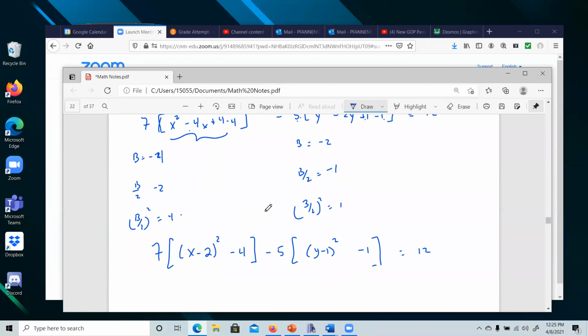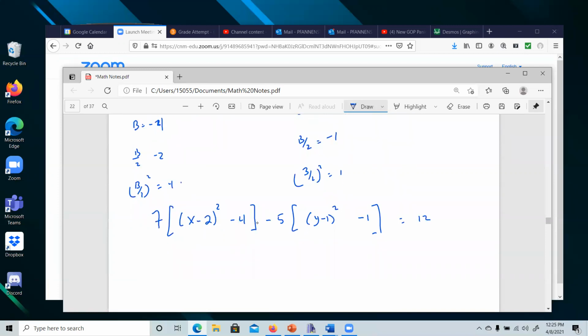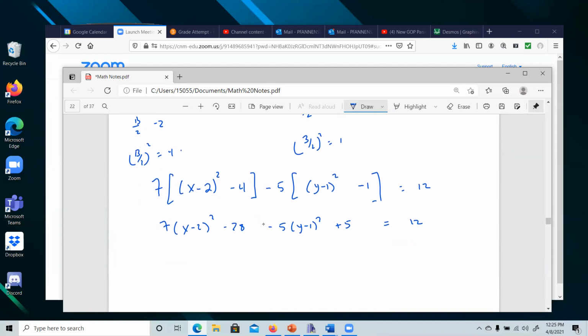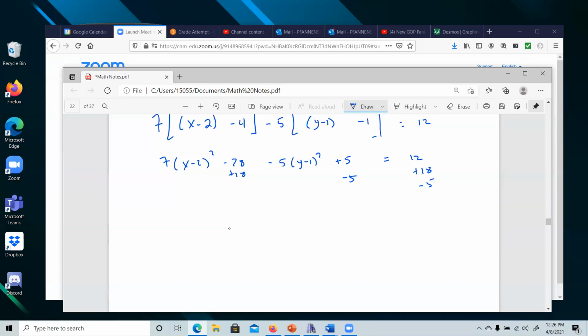Now we're ready to untangle and deal with the accounting and all the housekeeping stuff with adding 1 or 4. So we have 7 times (x minus 2) squared minus 28 minus 5 times (y minus 1) squared plus 5 is equal to 12. So you see how that happened? We just distributed it. So what we're going to do now is add 28 to both sides and subtract 5 from both sides. We're not quite there yet, but we're getting close.